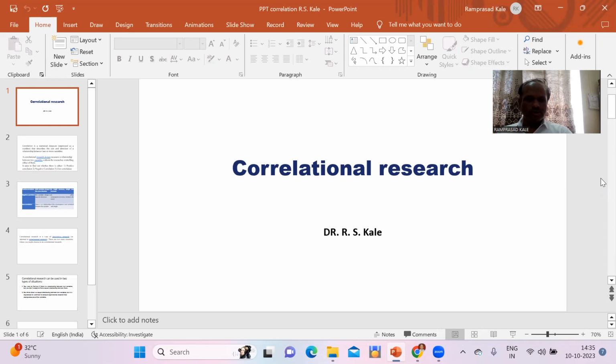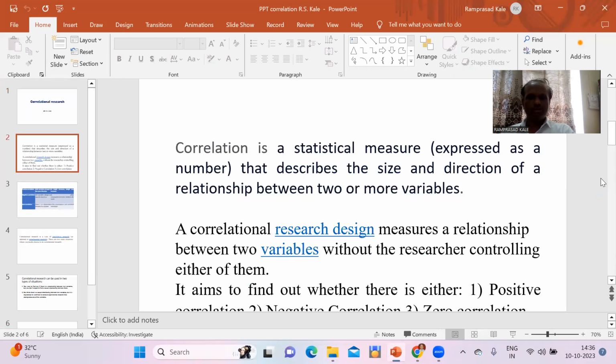If two variables move in the same direction, then those variables are said to have positive correlation. If they move in opposite directions, then it is called a negative correlation between these two variables. So correlation is a statistical measure expressed as a number. That number describes the size and direction of the relationship between two or more variables.